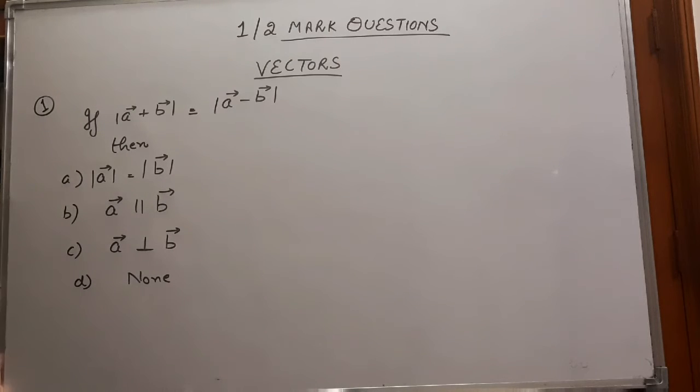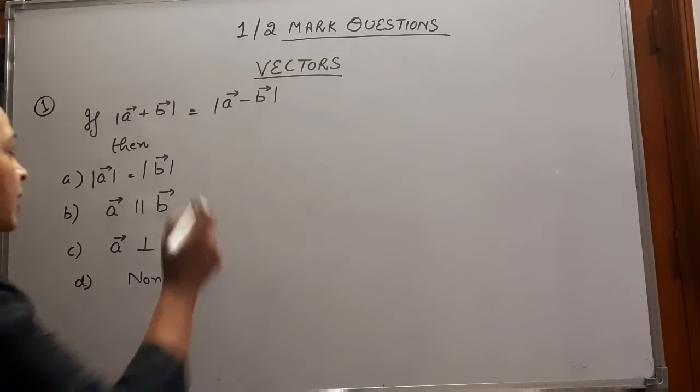If magnitude of vector A plus vector B equals magnitude of vector A minus vector B, then four options are given. Is magnitude of vector A equals magnitude of vector B, or vector A is parallel to vector B, or vector A is perpendicular to vector B.